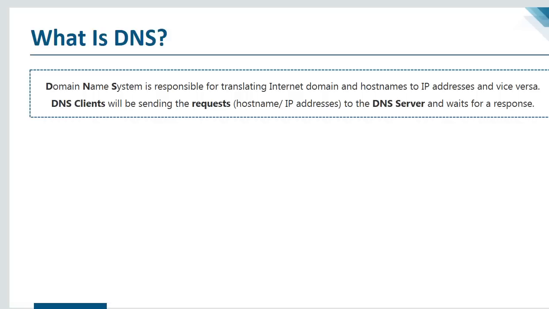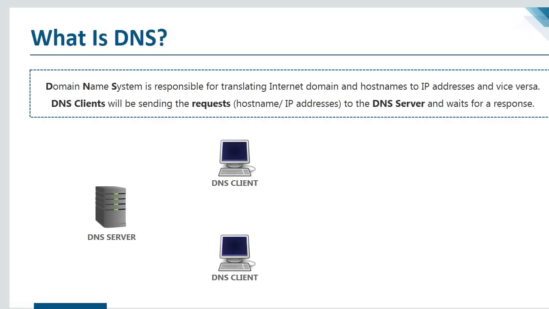Here our systems will be the DNS client. Supposing I'm accessing the internet, then I would be a DNS client first of all, and I'll be sending requests to the server. I'll be sending the request to the DNS server by specifying the host name. If I type in google.com in my web browser, then that host name would go to the DNS server. The DNS server would resolve google.com to a particular IP address.